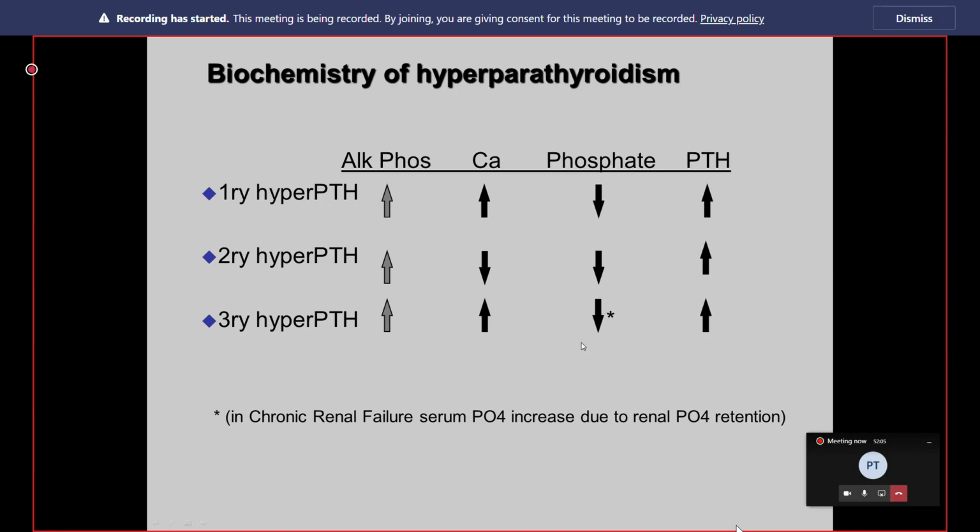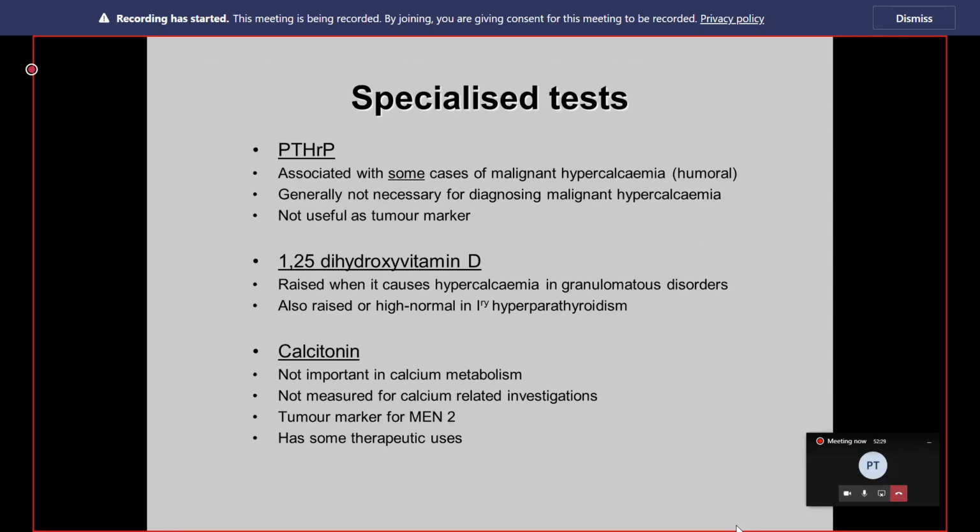Now, in long-term hyperparathyroidism, phosphate should be low. So if tertiary hyperparathyroidism is due to long-term vitamin D deficiency, phosphate would be low because PTH increases phosphate excretion. However, in renal failure, the kidneys cannot excrete phosphate, so phosphate would in fact be high in tertiary hyperparathyroidism due to chronic renal failure.